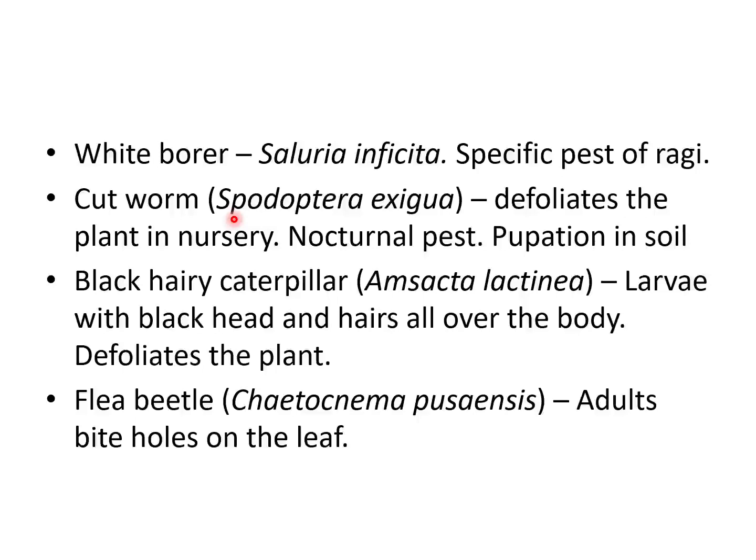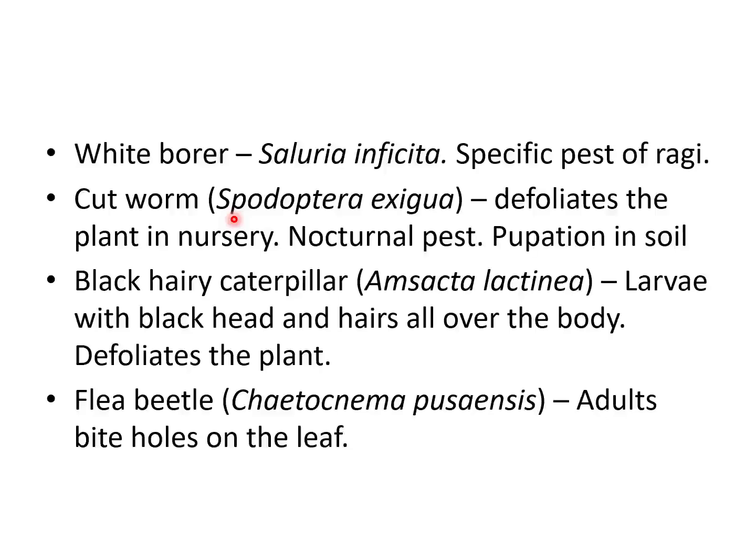So this is with respect to cereals: wheat, maize, sorghum, and ragi. Almost all the pests are one and the same, except a few pests, and we have quite a number of pests in the case of sorghum. In other crops, the number of pests is extremely small.